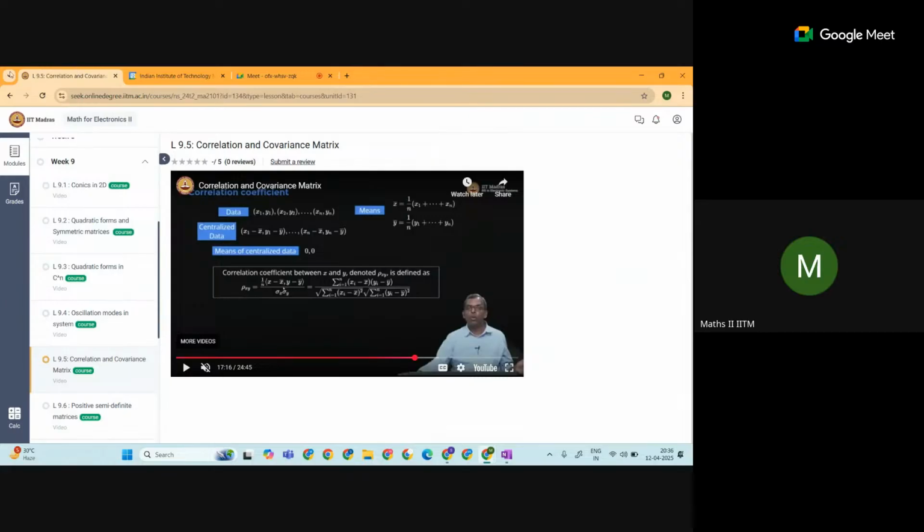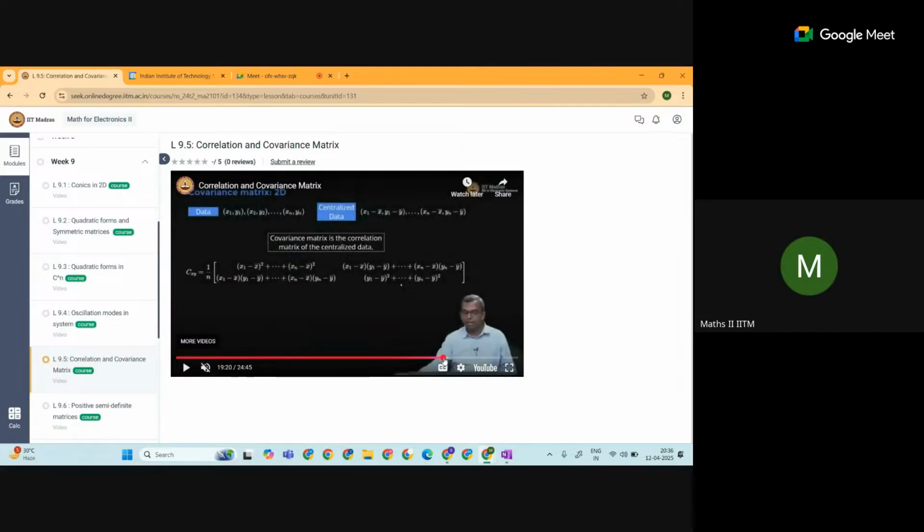So regarding mean and variance, there is another concept: centralized data. You have data and you subtract the mean from it, and you get the centralized data. Please remember this formula. These formulas are not going to be given in the paper. You have to remember them.